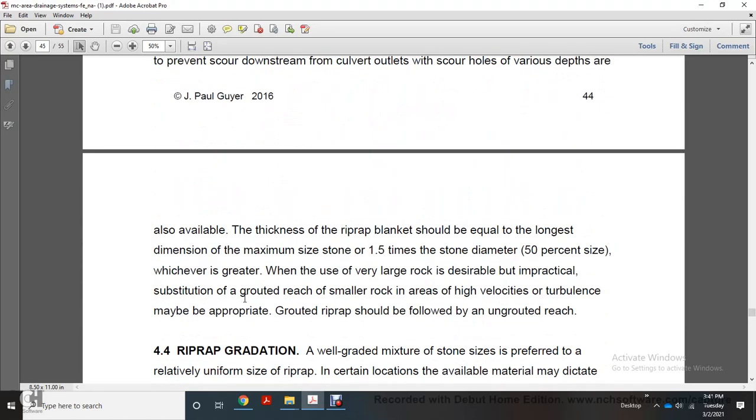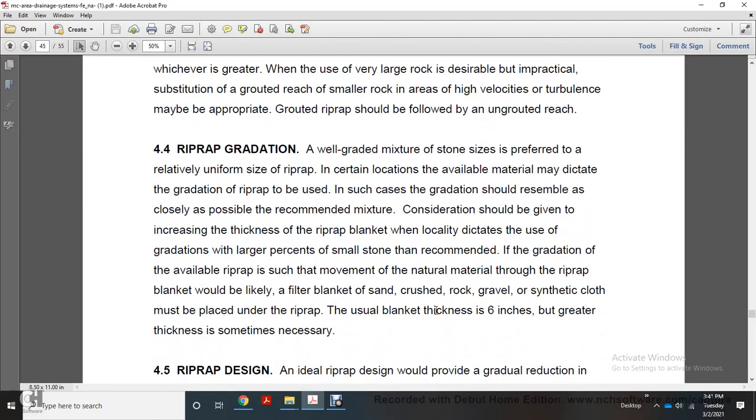The thickness of the riprap blanket should be equal to the longest dimension of the maximum size stone, or 1.5 times the 50% stone diameter, whichever is greater. Usually large rock is desirable. Where impractical, substitution of grouted riprap in the reach of smaller rock and in areas with high velocity turbulence may be appropriate. Grouted riprap should be followed by ungrouted riprap.